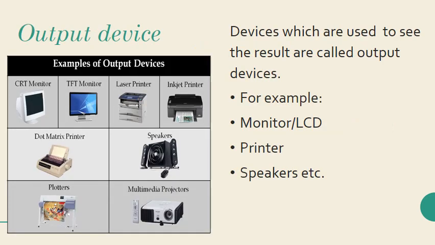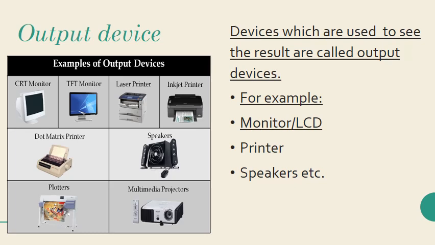Next is output device. Output devices are those devices which help us to see the result. If we enter data and computer processes over it and gives us result, then by which devices we can see that result? With the help of output devices. For example, monitor. If we enter any letter, then we can see that letter on the computer screen. That is output.